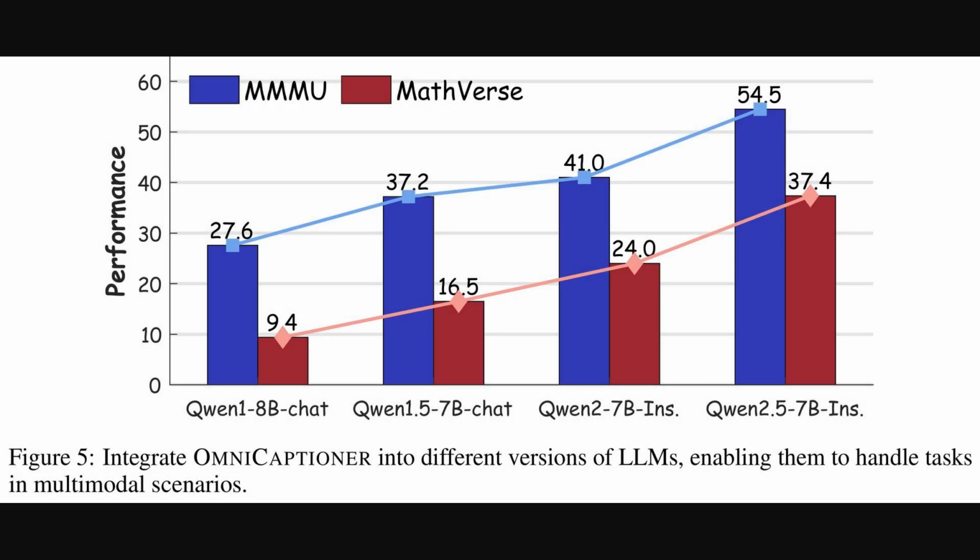So we've seen how OmniCaptioner improves LLM reasoning in Table 1 and text-to-image generation in Table 2. Figure 5 here gives us another look at that reasoning enhancement. It specifically shows what happens when you integrate OmniCaptioner with different versions of the Quen series of LLMs, from older ones to newer ones. The blue bars are scores on the MMMU benchmark, and the red bars are for MathVerse. You can clearly see, well, as the underlying LLM gets more capable, moving from left to right, the performance on both benchmarks gets significantly better. It really highlights how OmniCaptioner synergizes with these models, enabling them to tackle complex multimodal tasks more effectively.